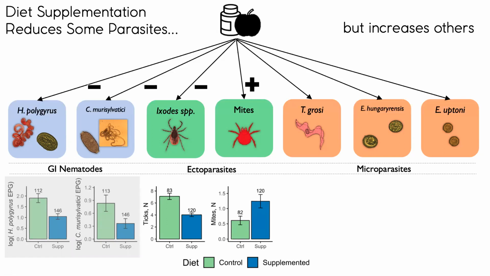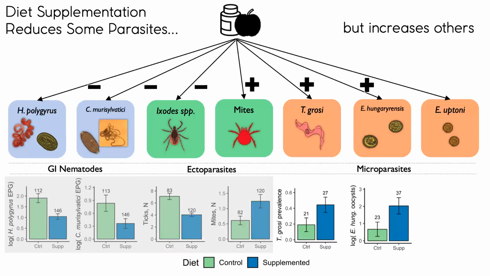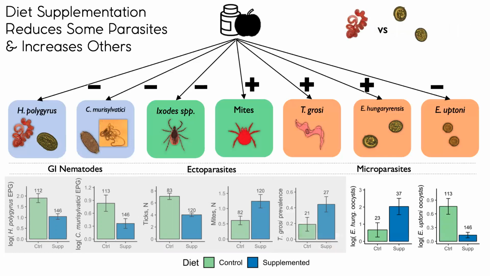Things get more complicated yet when we go to the microparasites. We can see that for both Trypanosoma grosseri and Eimeria hungariensis, which is a protozoan that lives in the gut, these have both increased in the supplemented groups. This was a particularly interesting result to us in the case of Eimeria hungariensis, because we know from this system that H. polygyrus, their main parasite here, and Eimeria hungariensis, this small gut protozoan, live in exactly the same space in the gut, so they compete for space.